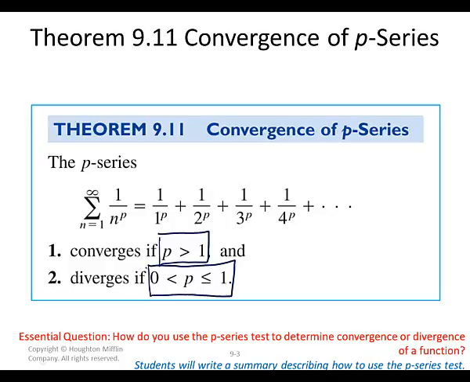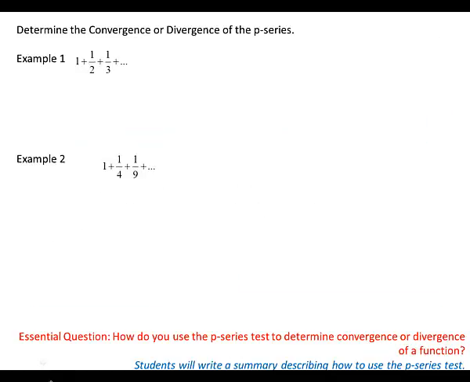So it converges if p is greater than or equal to 1 and you recognize that it's a p-series. So again, it has to be in that form, 1 over some kind of a number to the p. And it diverges if p is between 0 and equal to 1. So let's try some of these.